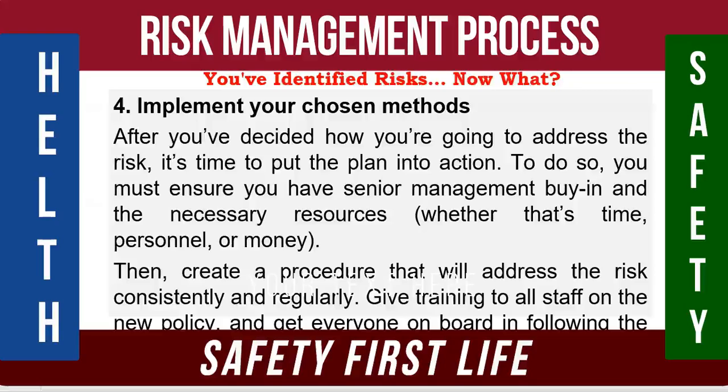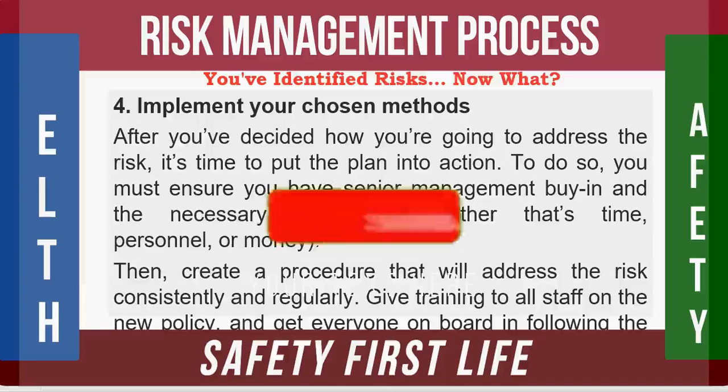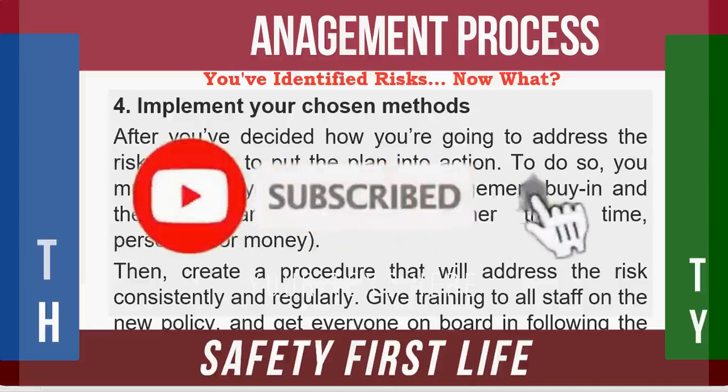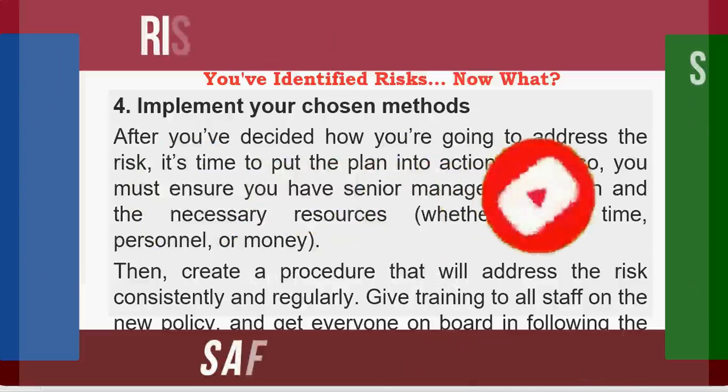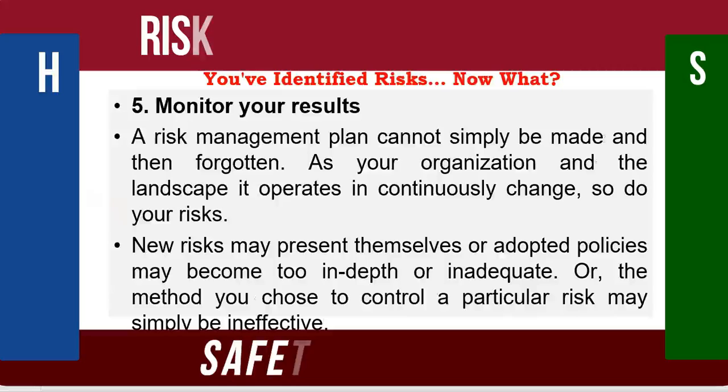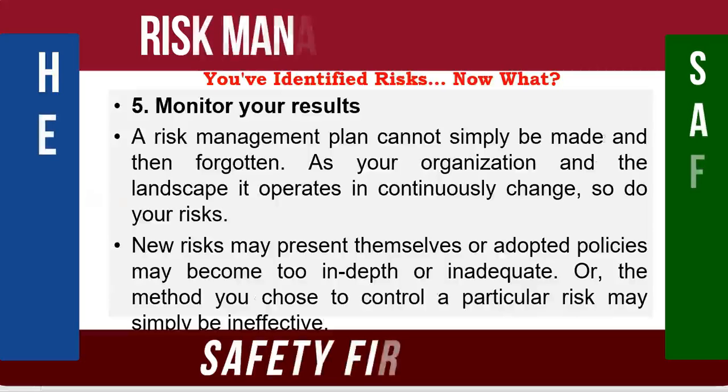Because if you identify the risk, if you correctly choose the process, if you allocate the resources, but you are unable to implement, all is just a waste of time, nothing else. So implementation is mandatory and the most important point. After the implementation, let us discuss now step number 5 of the risk management process, that is monitor your result.